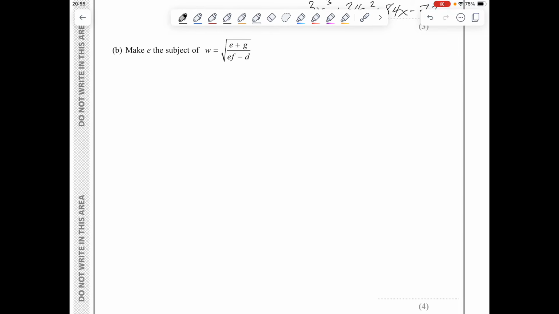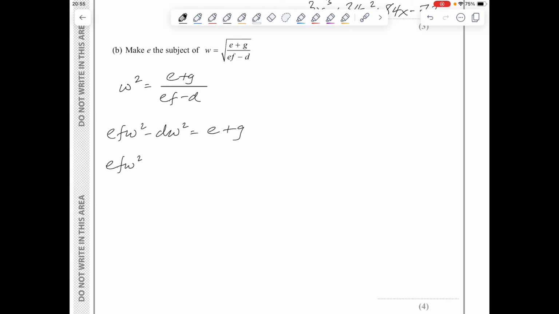For part B, I'll start by removing the square root. So w squared equals e plus g over ef minus d. Then I'm going to cross multiply and expand. So efw squared minus dw squared equals e plus g. The target is to get e as the subject, so I'm going to collect all terms that have an e on the left.